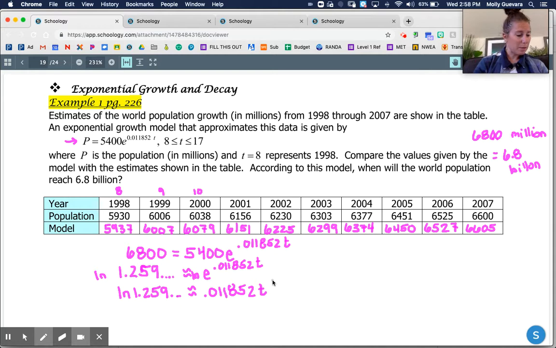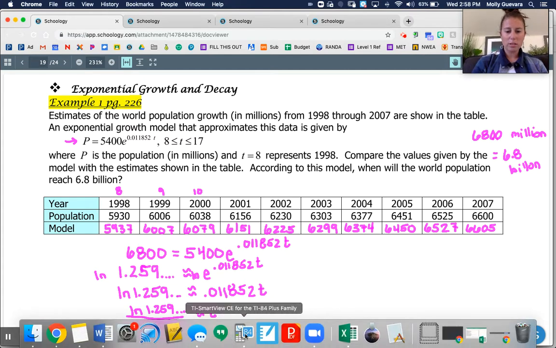And then the last step is I can just divide. So I'm going to take the natural log of 1.259, whatever that number is, and divide it by 0.011852. And that is approximately t. So I'm going to show you how this looks when I do it in my calculator.